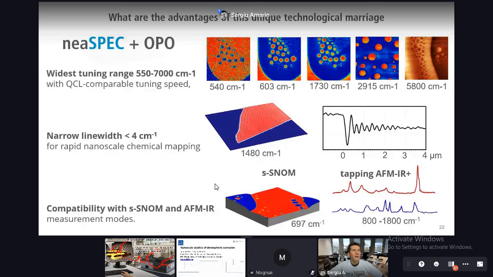Okay, we have a next question from Frankie. Is there any tuning speed difference between OPO and the QCL for the AFM-IR application?